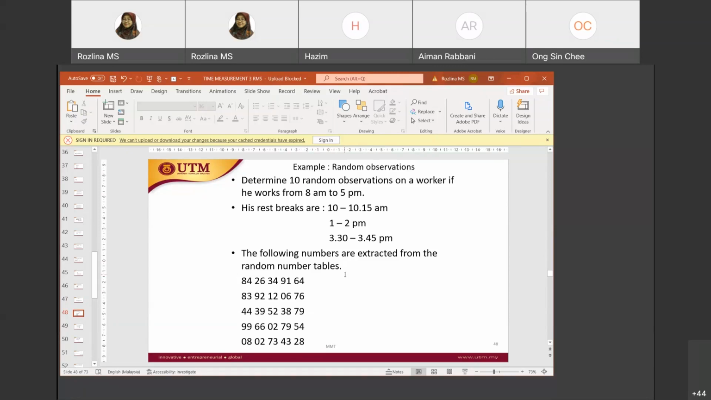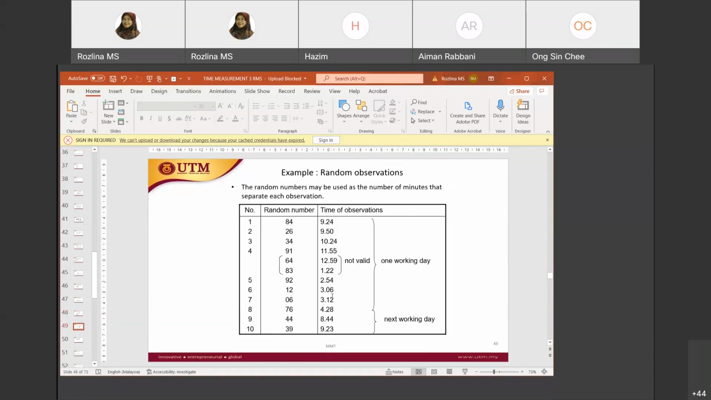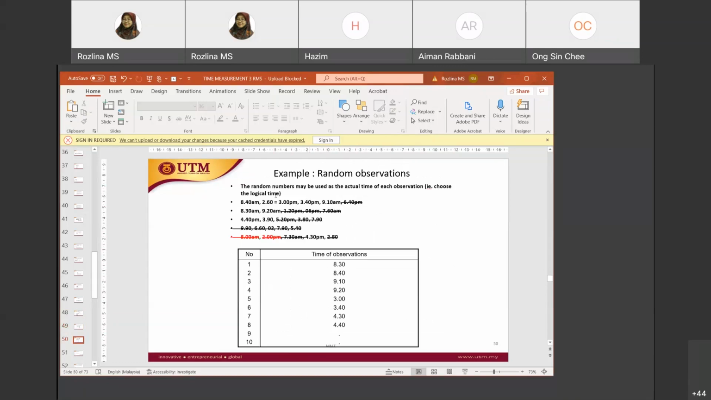Okay, this one you have to look at. Let me just show it first, then we will go to the handphone. This is one of the examples. This is the random table. This is what you have to do, and what the time is according to the random table, random numbers. Then the random numbers may be used as the actual time. Choose the logical time. Okay, 8:40 a.m.